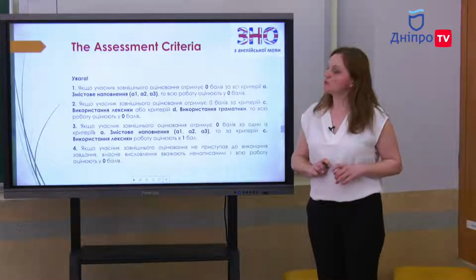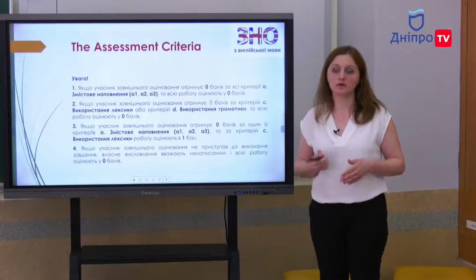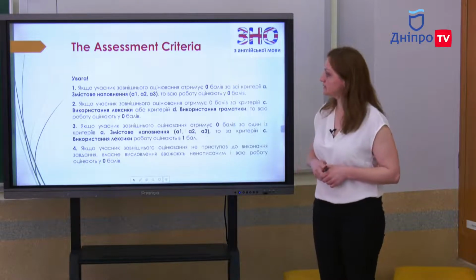So let's look at some moments which we also need to be attentive with. If you get 0 for all the criteria A, A1, A2, A3, then the whole of your letter will get 0 points. When can it happen? It happens when you don't understand the situations and write something else. For example, you were asked to write about the activities which you can do with your friend during the visit, but you have described a book which you have recently read, and then you will get 0.